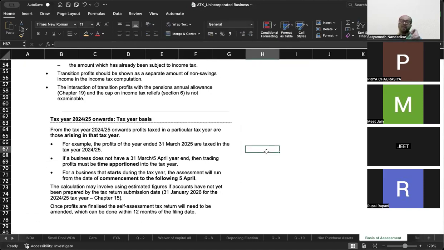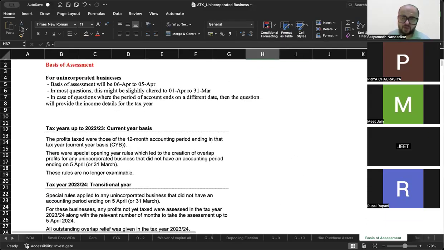profits for the year ended 31st of March 25 are taxed in the year 24-25. If a business does not have a 31st of March or 5th of April year end, then trading profits must be time apportioned into the tax year. अगर किसी का business Jan to December चलता है तो make sure that you include the right months in the right year. So this is the change in basis of assessment.